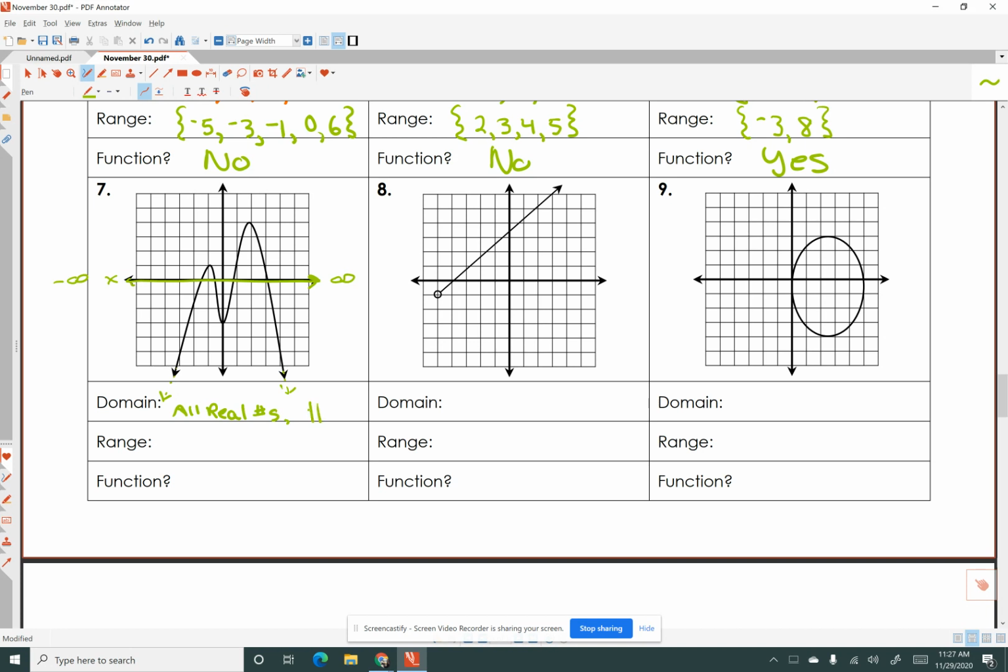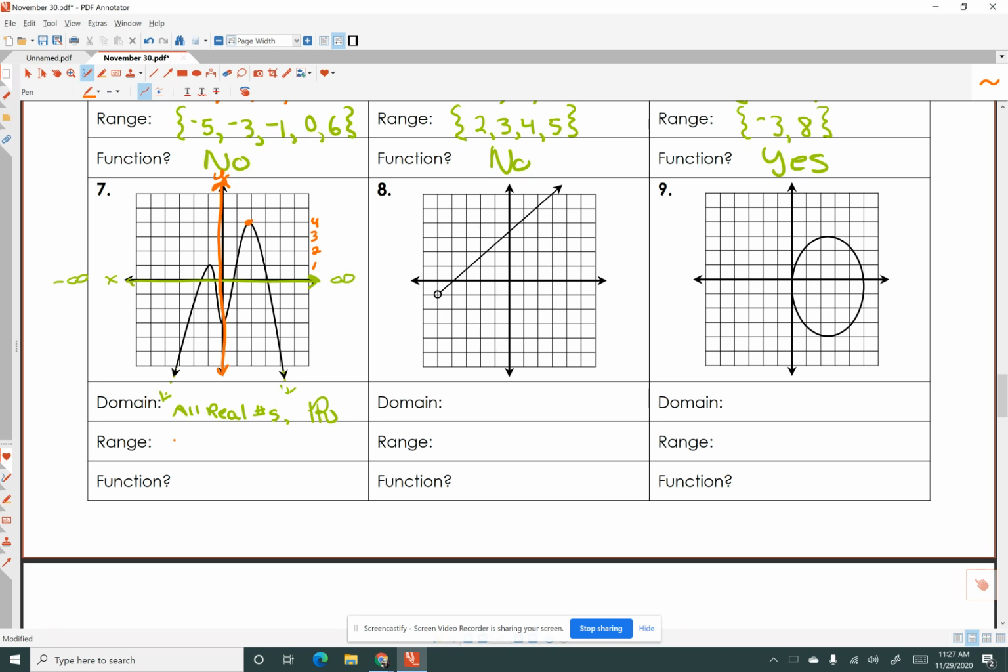Or you can put that fancy R like that. The range, however, is, let's change our color. We're looking at the y values on the y-axis. And we have here 1, 2, 3, 4. This is the highest value on the y-axis. And that is a solid line.